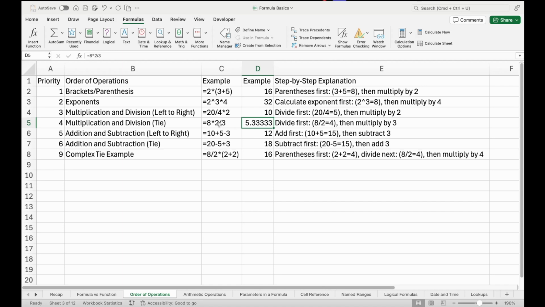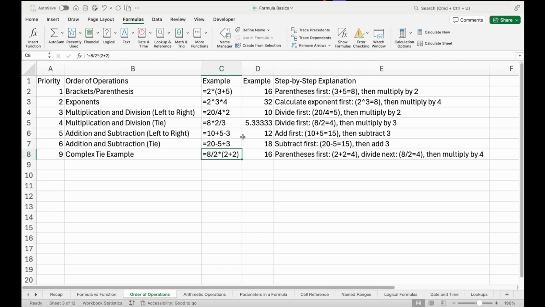Same thing here. You have 8 multiplied by 2 divided by 3. Because it's a tie between multiplication and division, we go from left to right and solve the left operator first, which is multiplication in this case. So 8 into 2 is 16, divided by 3 is 5.33. There is also a tie between addition and subtraction. However, going from left to right or right to left will not make any difference because the end result will always remain the same.